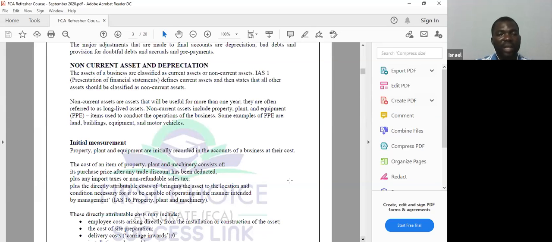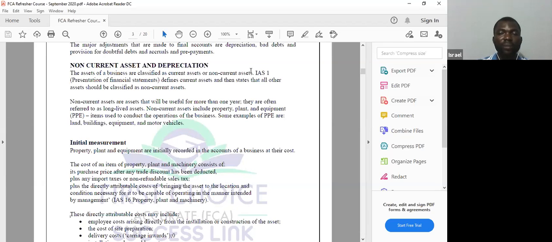So basically, non-current assets are assets that will be useful for more than 1 year. They are often referred to as long-term or long-life assets. Non-current assets include what we know as property, plant, and equipment, PPE, items used to conduct the operation of the business. So the full meaning of PPE is property, plant, and equipment.